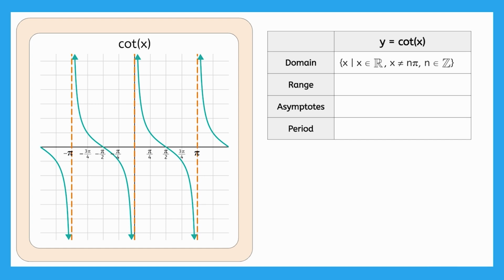The domain is all real numbers such that x does not equal n pi, where n is an element of the integers. The range is all real numbers. The asymptotes occur when x equals n pi, where n is an element of the integers. Finally, the period of the cotangent function is pi. How'd you do?